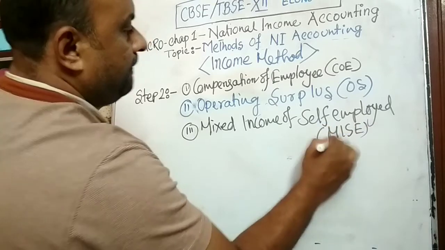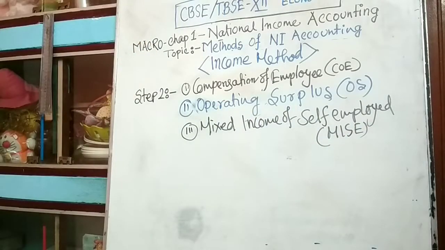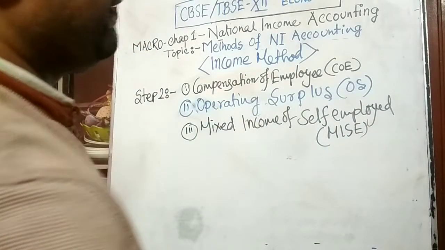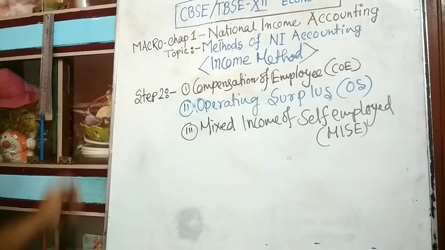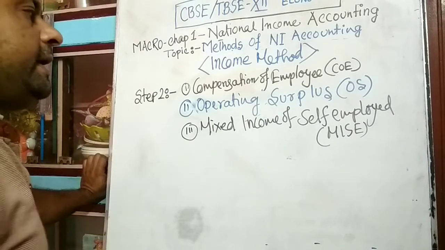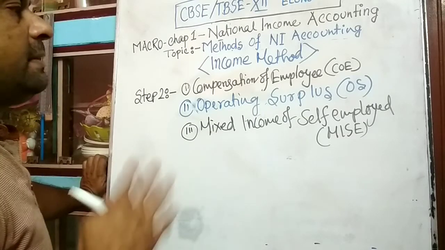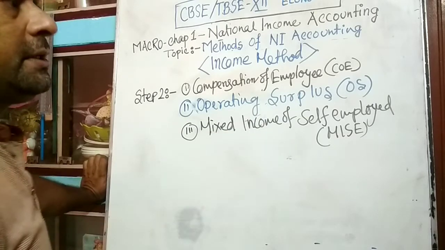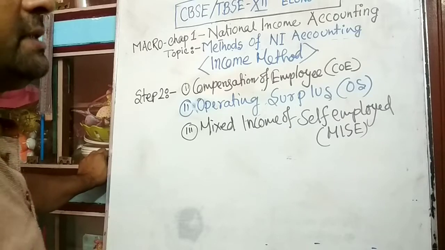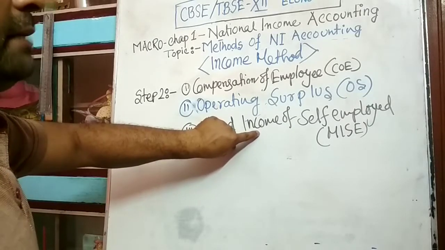MISE. Mixed income of self-employed means those who are self-employed persons, working under themselves. Their earning is called mixed income. Whatever they earn, it is a mixture of income. They cannot separate it. What is rent, what is wages, it is not possible. Directly you will get mixed income.